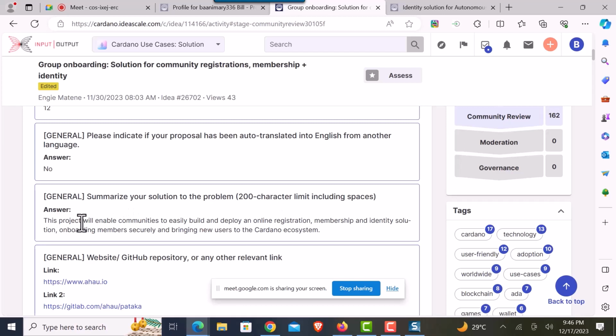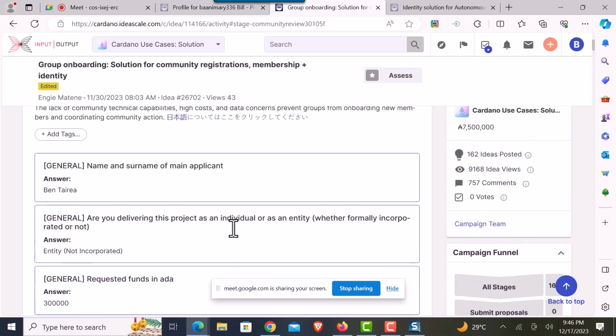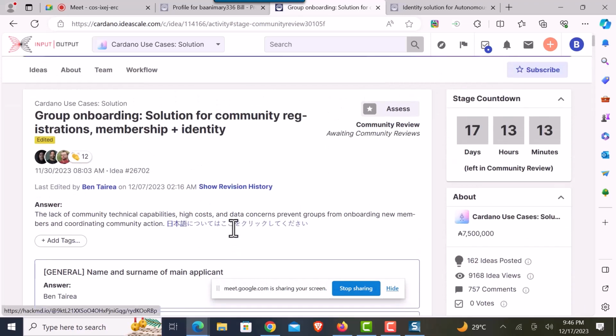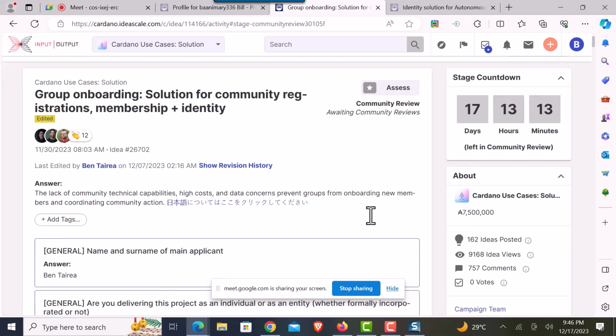And he's saying that this project will enable communities to easily build and deploy an online registration, membership, and identity solution, onboarding members securely and bringing new users to the Cardano ecosystem. And remember, he was able to clearly identify his problem statement, and he said the lack of community technical capabilities, high costs, and data concerns prevent groups from onboarding new members and what have you.